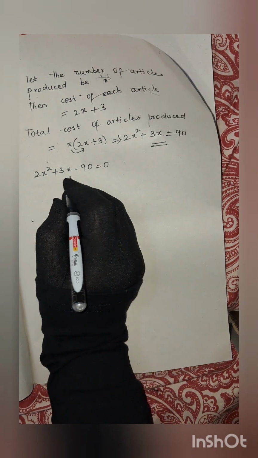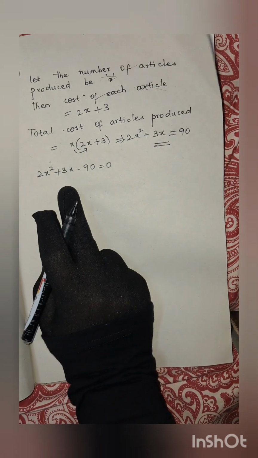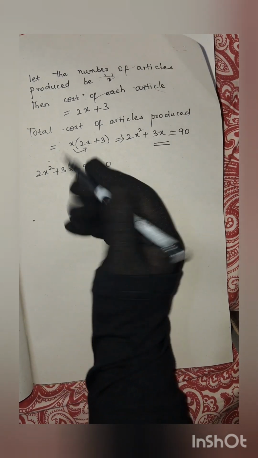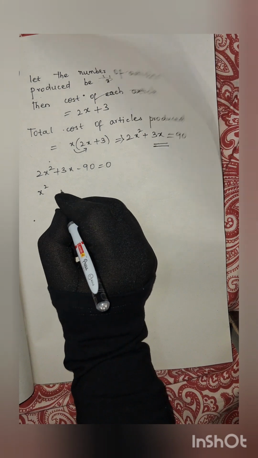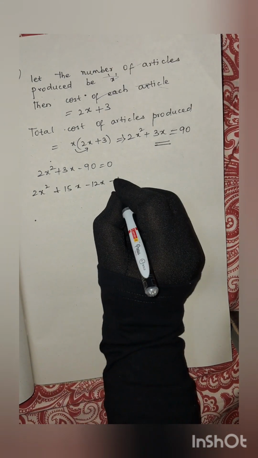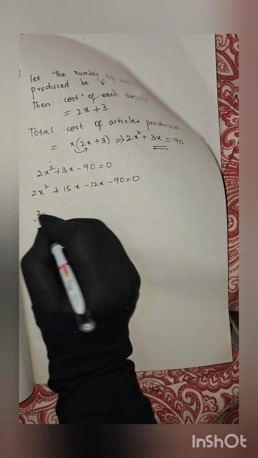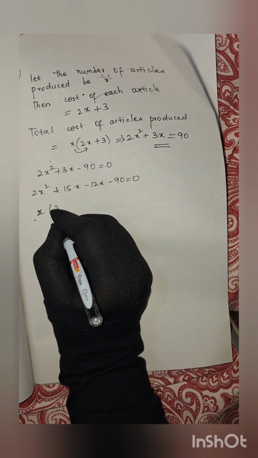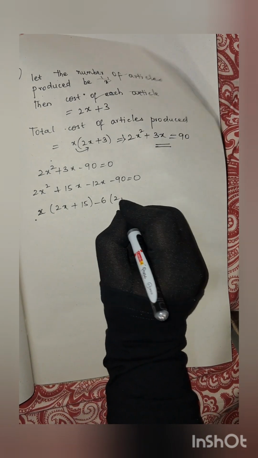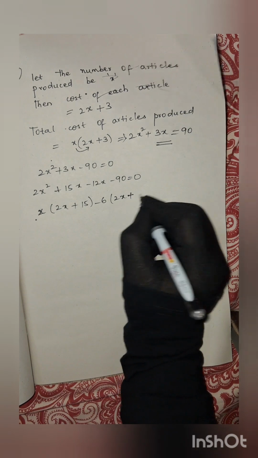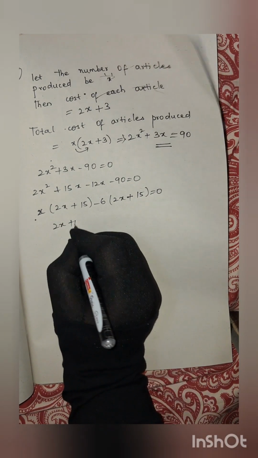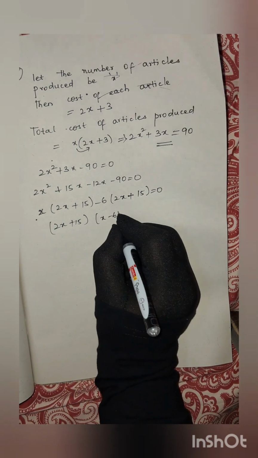Now, when you add or subtract, you should get 3x, but when you multiply, you should get 9 into 20, which is 180x square. So 15 12s are 180: 2x square plus 15x minus 12x minus 90 is equal to 0. If I take x outside, this will be 2x plus 15. If I take 6 outside, 6 2s are 12 and 6 15s are 90. So (2x plus 15)(x minus 6) is equal to 0.